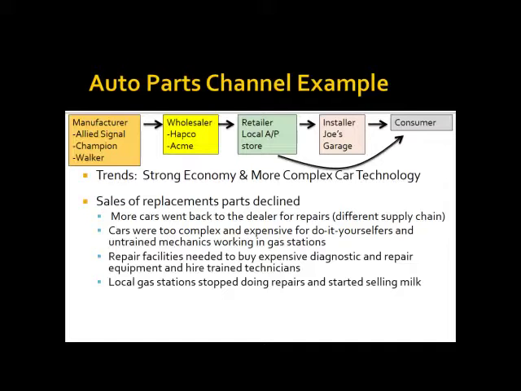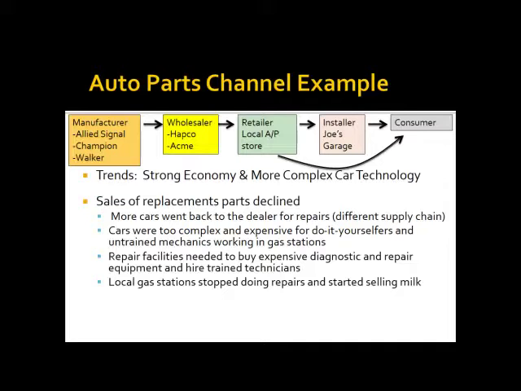And the second thing that happened was cars got really complex. Cars became run by computers. You know, your fuel injection, all the sensors on your cars, anti-lock brakes. So cars got really complex, not only in terms of electronics, but also they changed the engines. They turned them sideways. They put the transmissions in the front. They changed the body structure. So the upshot of all this was that sales of replacement parts declined.